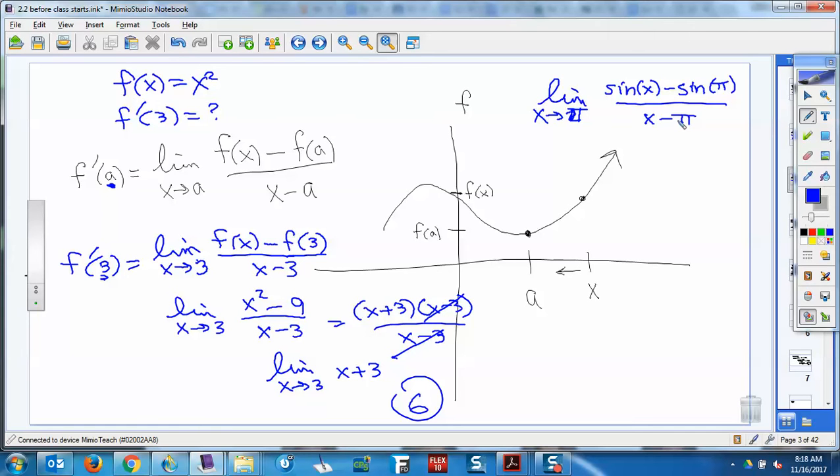And what's cosine of pi? 0. No. Cosine of pi is -1. Pi is over here, the x coordinate, cosine, -1. Right? -1. So the answer to that problem is -1.